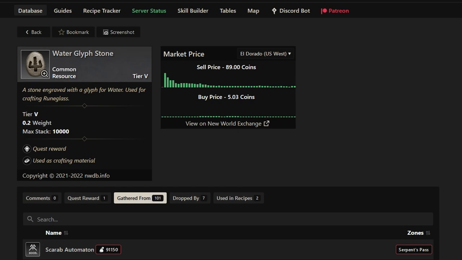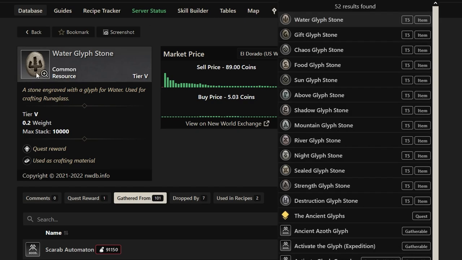So the water glyph stone is first. You can see here 89 gold according to Eldorado. We're going to use one server for all of the listings just so it's kind of consistent. Eldorado has them at 89 gold sell price. That's not too crazy, so we're probably not going to spend too much time hunting these, but if you were to hunt the water glyph stone, it would be in Serpent's Pass. So that's the first glyph on the list. There's going to be a lot that make you a lot more money, so just keep that in mind.